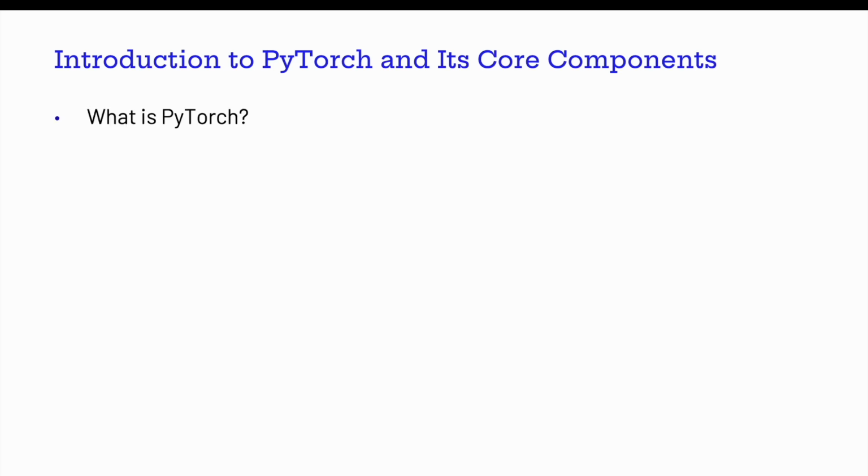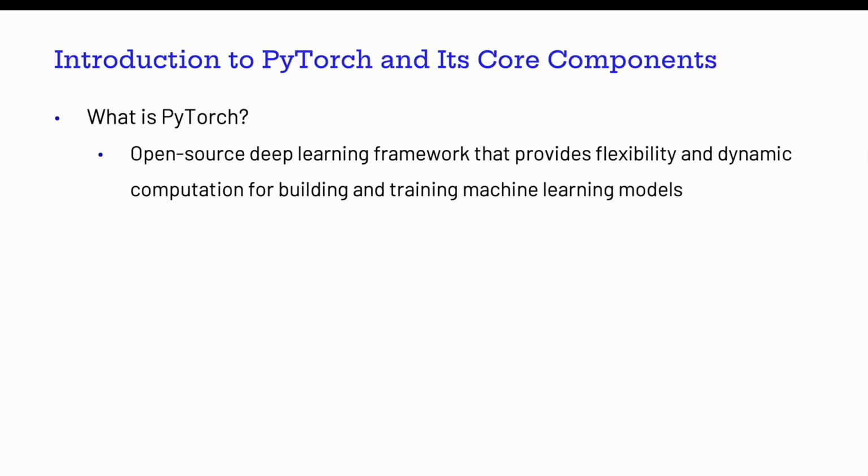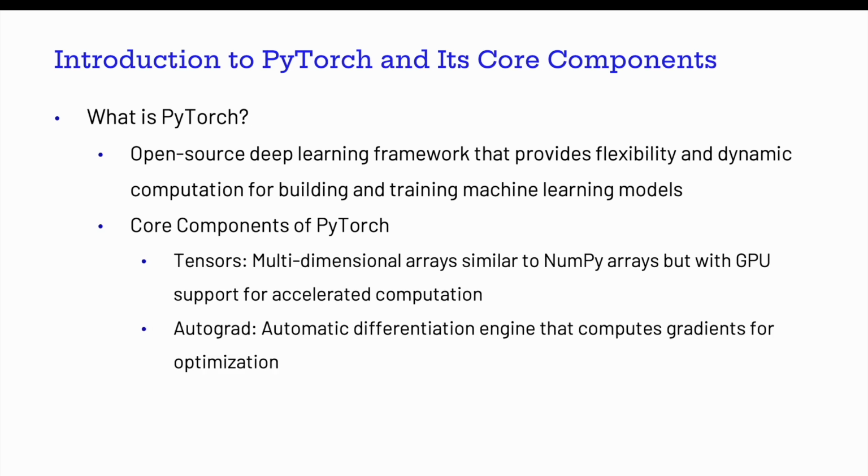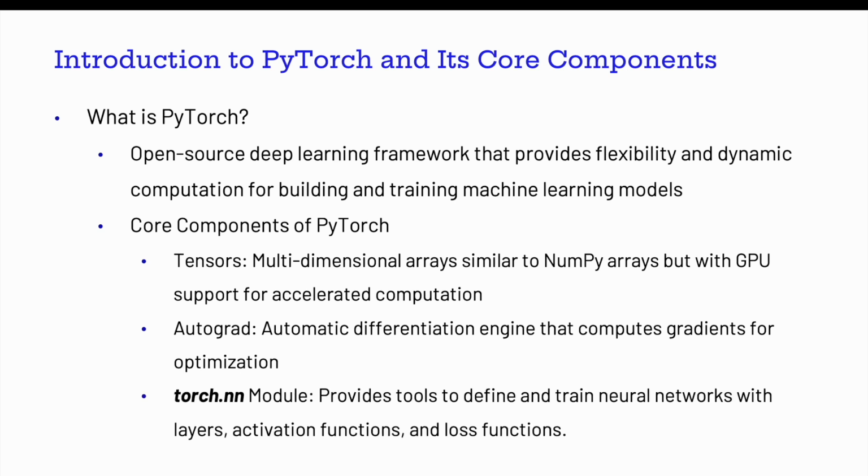Now, what is PyTorch? PyTorch is an open source deep learning framework that provides flexibility and dynamic computation for building and training machine learning models. Some of the core components of PyTorch include tensors, which are multidimensional arrays similar to NumPy arrays, with GPU support for accelerated computation. We have Autograd, an automatic differentiation engine that computes gradients for optimization. And then we have the torch.nn module, which we've used already, which provides tools to define and train neural networks with layers, activation functions, and loss functions.